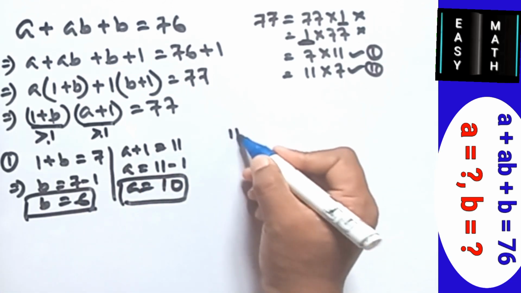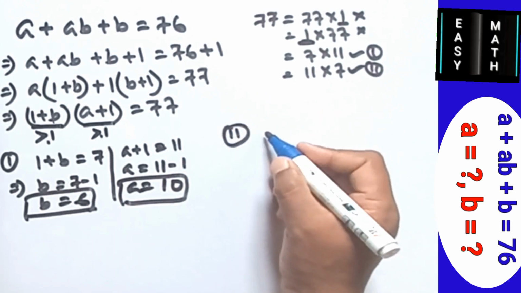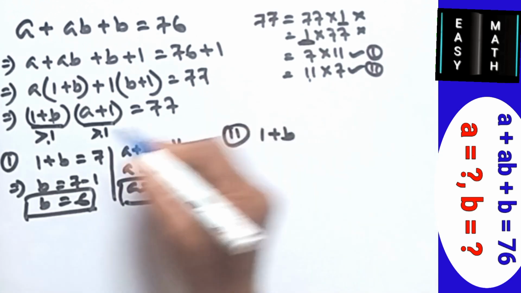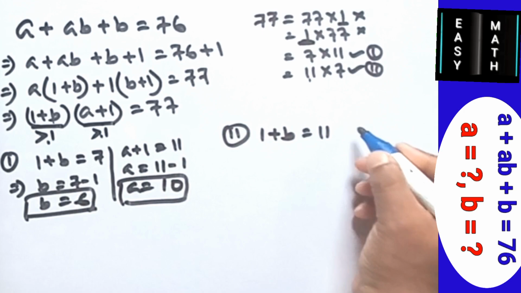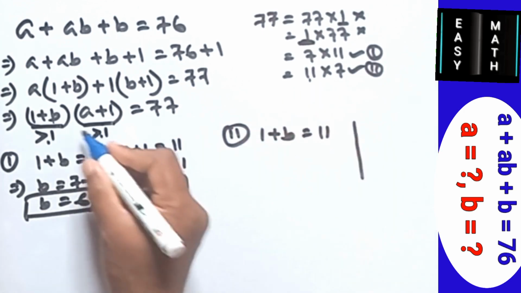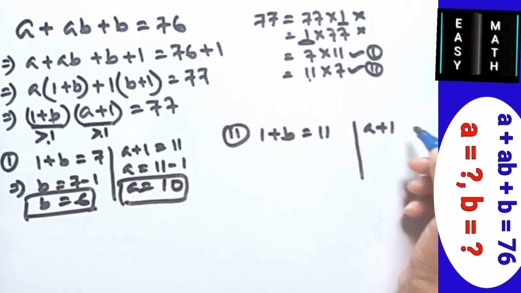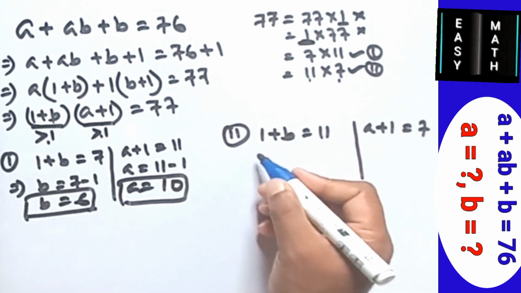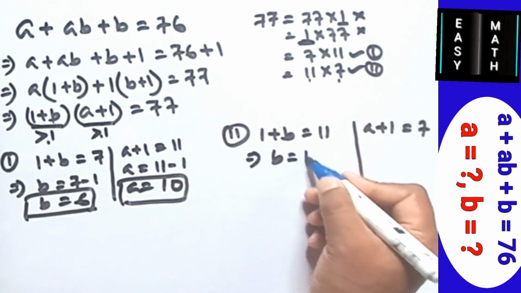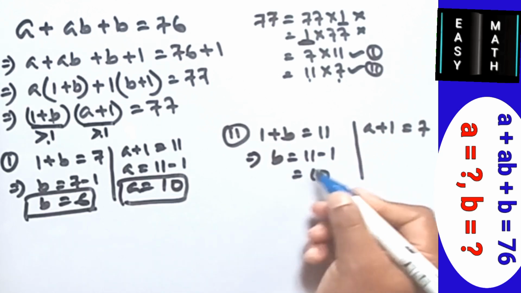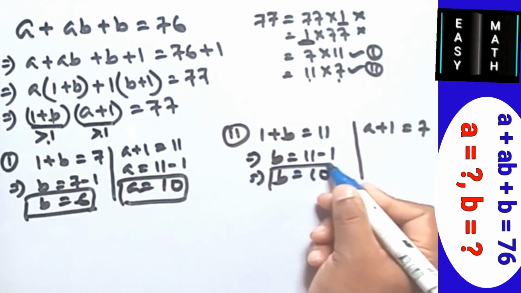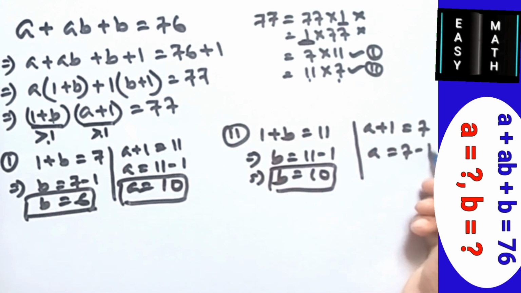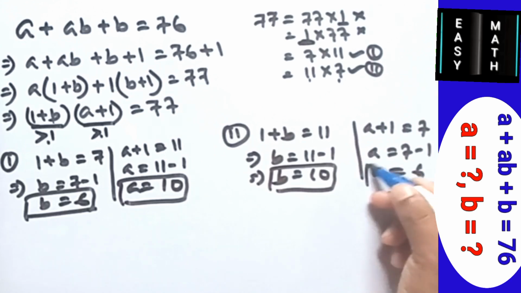And case number 2, so we can write 1 plus B, this is 11, and we take A plus 1 is 7. So B is equal to 11 minus 1 is 10. So B is equal to 10. And there A is equal to 7 minus 1 is 6. So A is equal to 6.